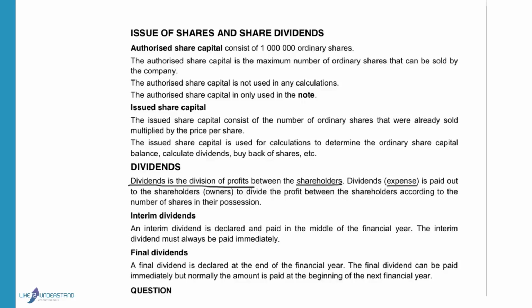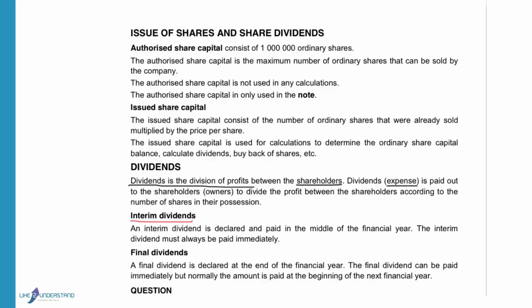Interim dividends is paid in the middle of the year. So some of these shareholders invest all their money in shares. That means the only income that they have is out of the dividends that they receive from the profits of the company. They don't only want to receive money once a year. So dividends is declared twice a year so that shareholders can receive money twice a year.